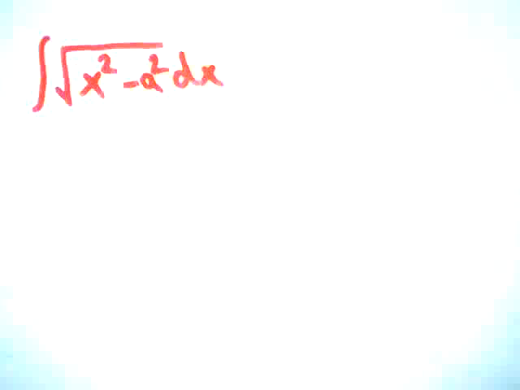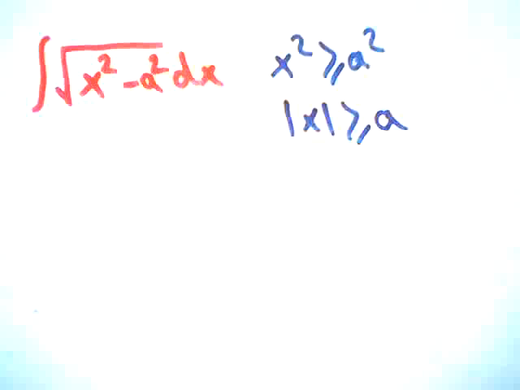Here x squared minus a squared should be positive, so x squared should be greater or equal to a squared, or the absolute value of x should be greater or equal to the absolute value of a. But if a is negative, since a squared and minus a squared are equal, you could always choose a positive a. So the absolute value of x should be greater or equal to a. Now let's take x to be equal to this.